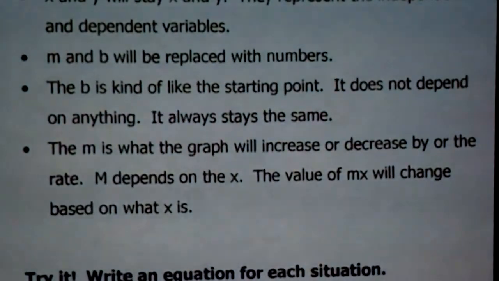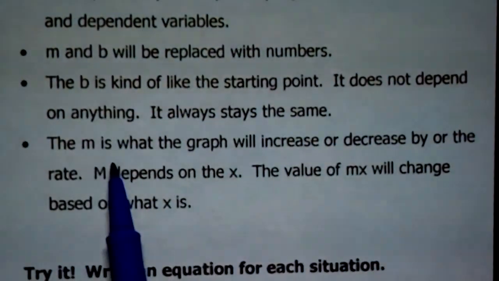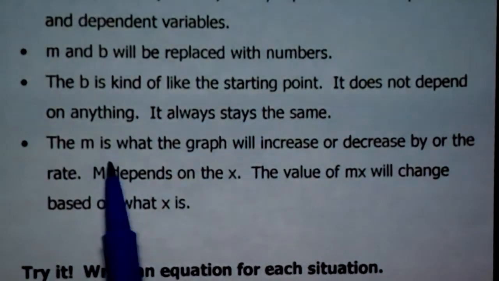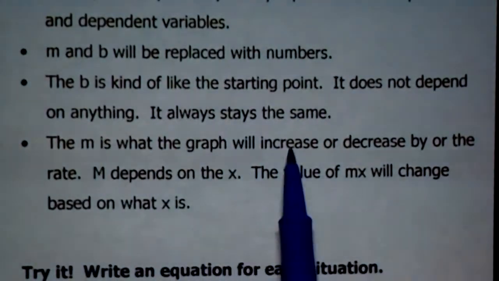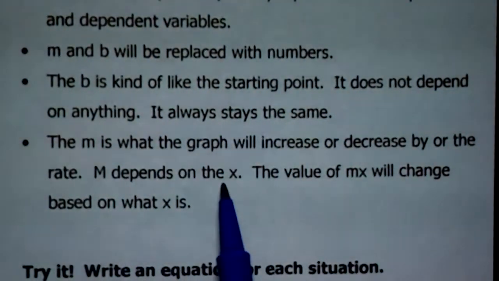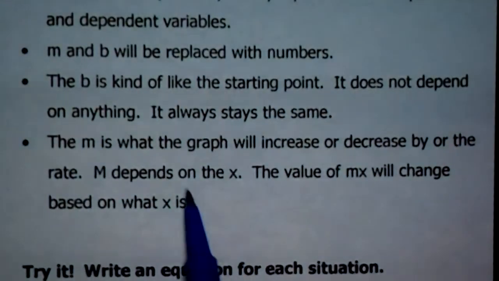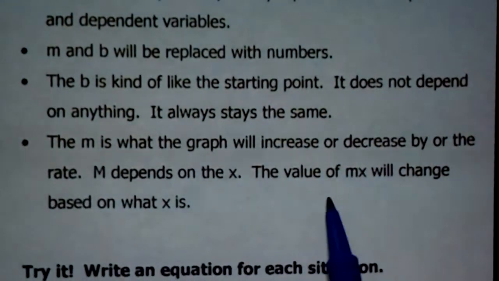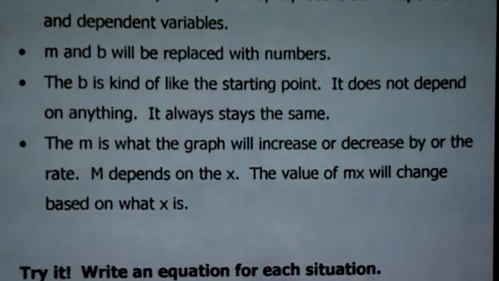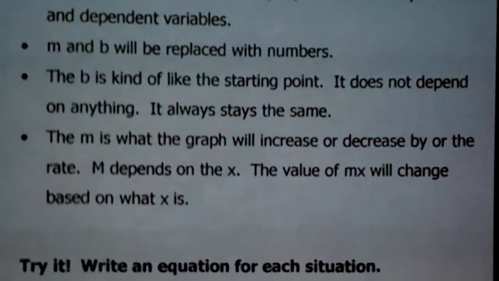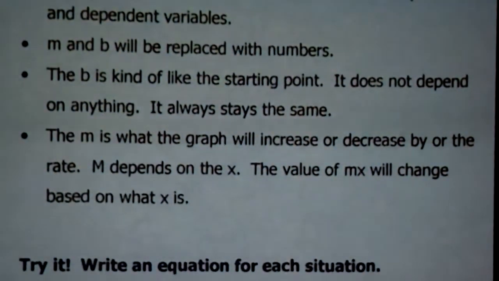That's your b. Now, whatever rate you're given, that's the m. That's what your graph is going to increase or decrease by. So rate per something. The m depends on the x. The value of mx is going to change based on whatever x is. So the number that tells you what it goes up or down by, that's your m. The number that you start with, that's your b.